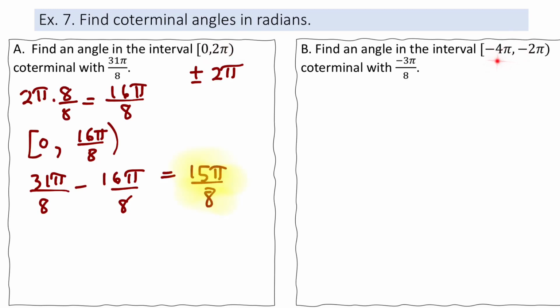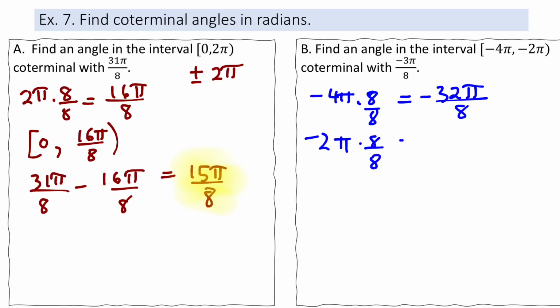This time, I'm restricted to finding a coterminal angle between negative 4 pi and negative 2 pi. All right, so let's see what that would be in terms of eighths. Negative 4 pi in terms of eighths would be negative 32 pi over 8. Negative 2 pi in terms of eighths would be negative 16 pi over 8. So our interval would be between negative 32 pi over 8 and negative 16 pi over 8.